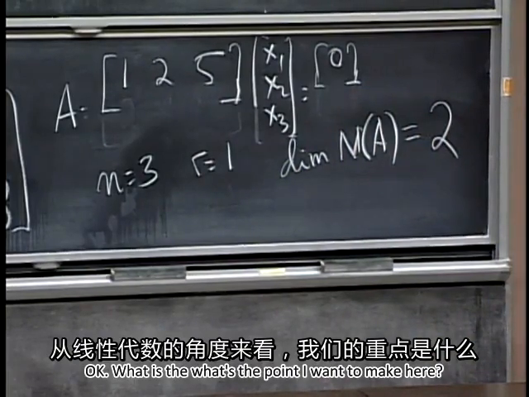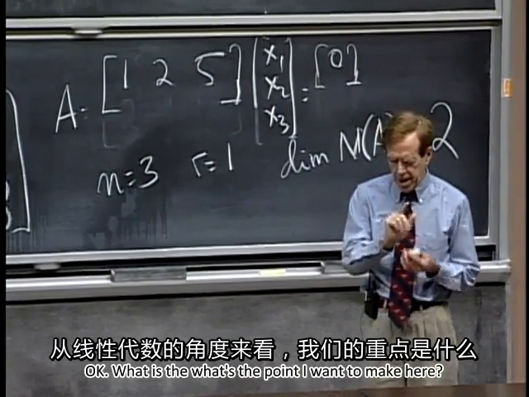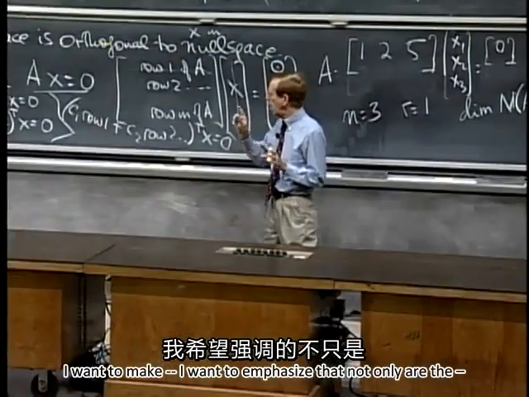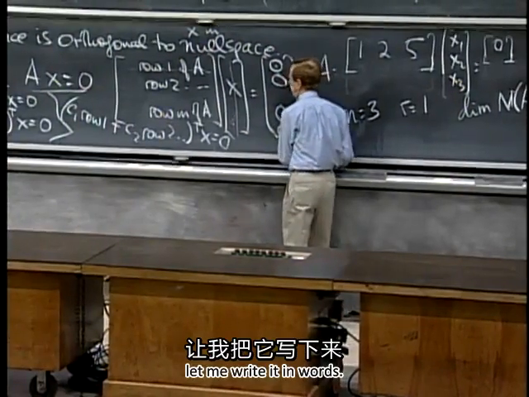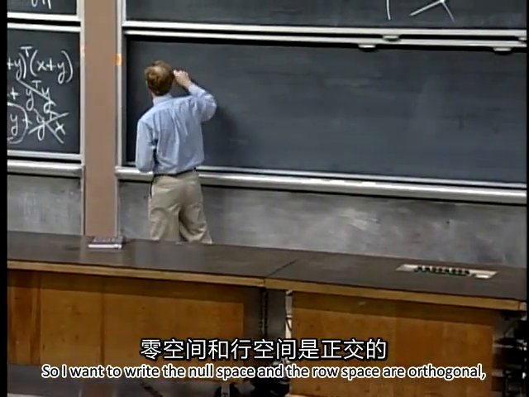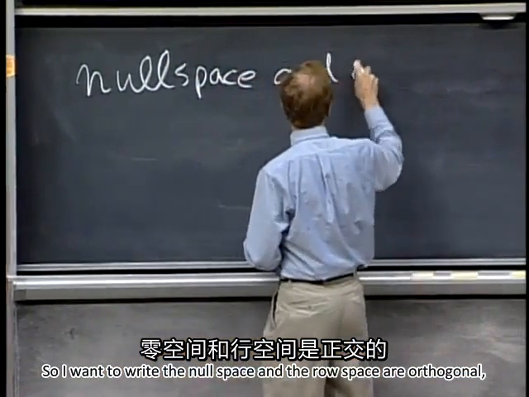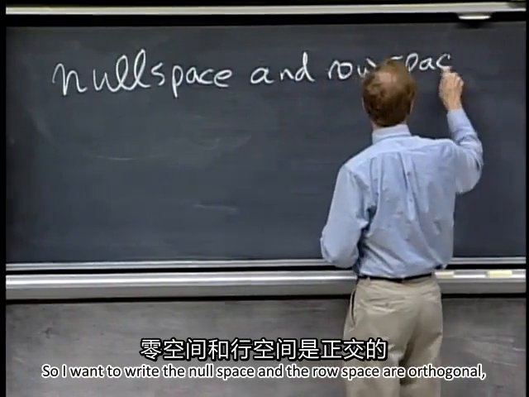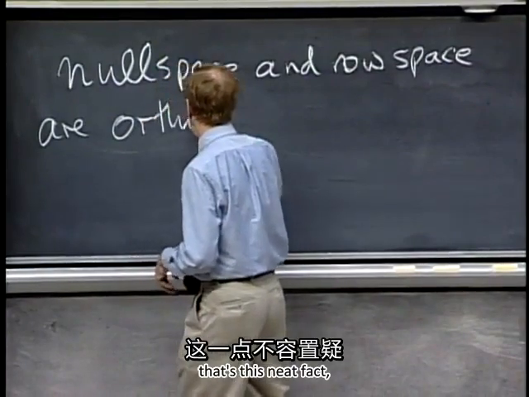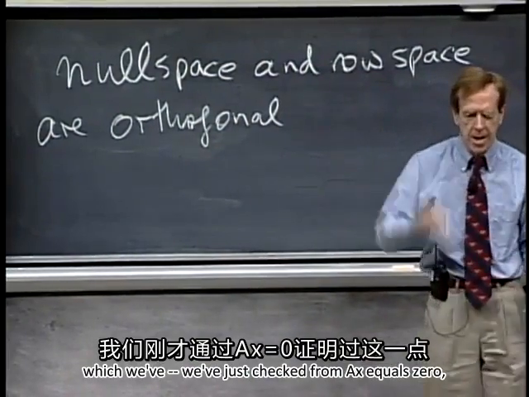So, what's the point I want to make here? I want to emphasize that, let me write it in words, the null space and the row space are orthogonal. That's this neat fact, which we've just checked from AX equals 0.